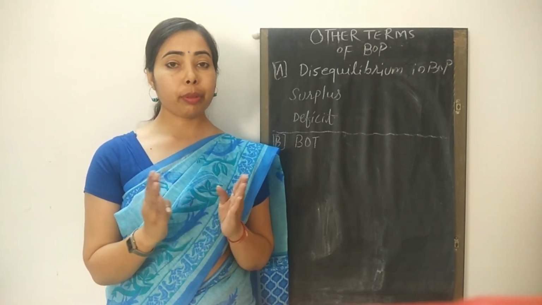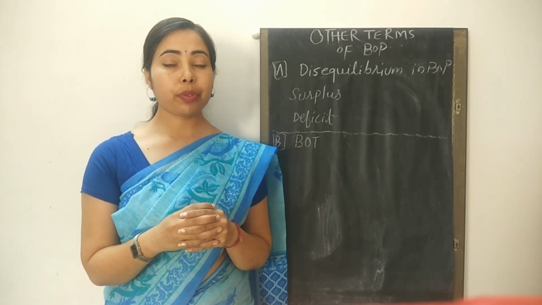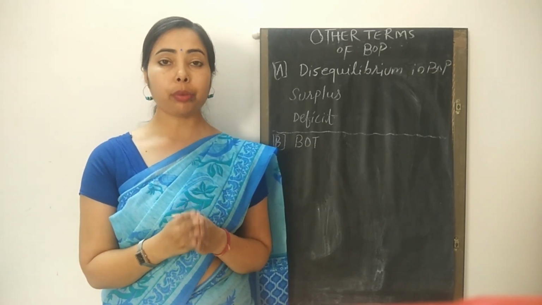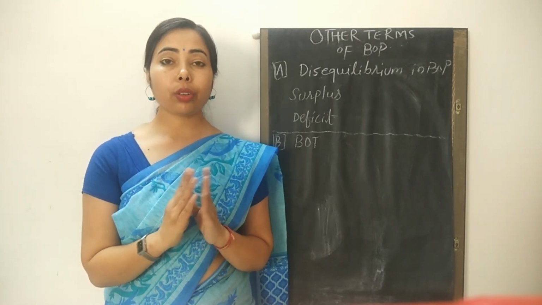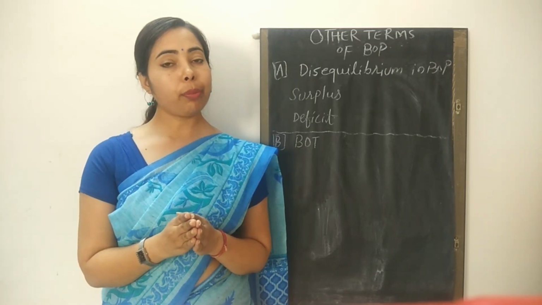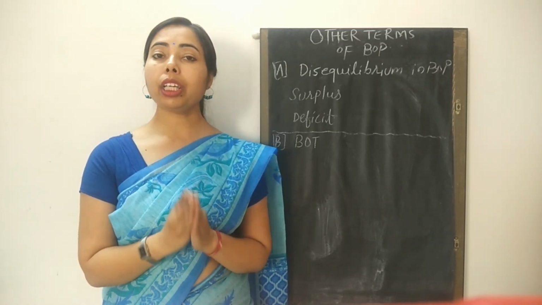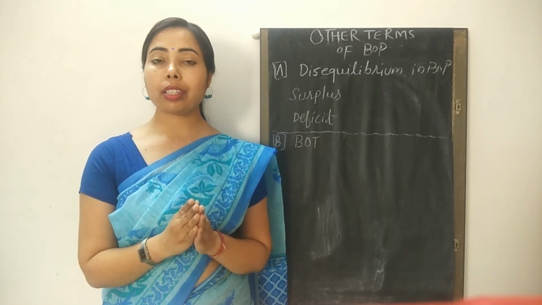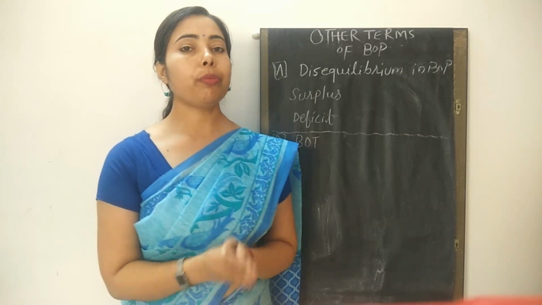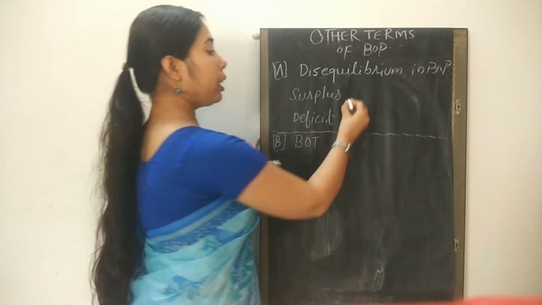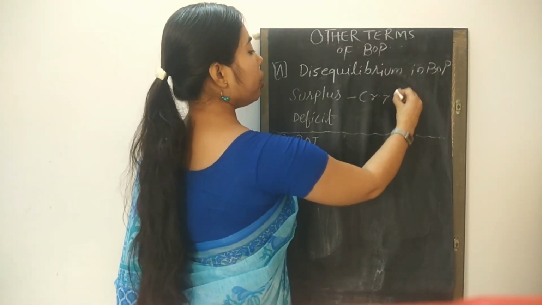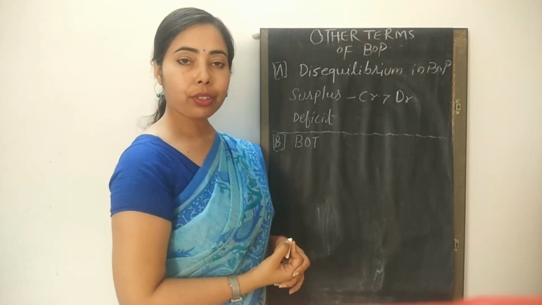Now let's understand some of the other basic terms. What do we mean by disequilibrium of the balance of payment account? When the balance of payment account is not equal, that situation is known as disequilibrium. The disequilibrium of balance of payment takes place only in two cases: if there is a surplus of BOP or if there is a deficit of BOP. Surplus of BOP will be when the credit side of the balance of payment is more than the debit side.